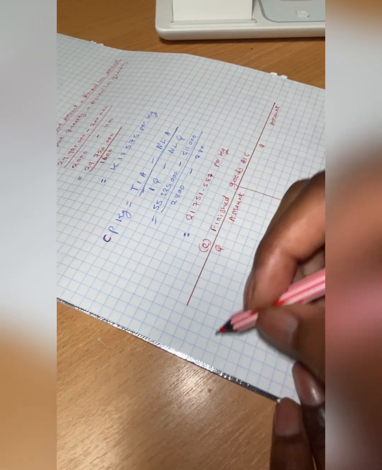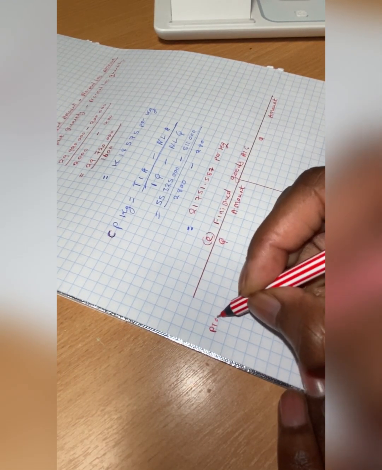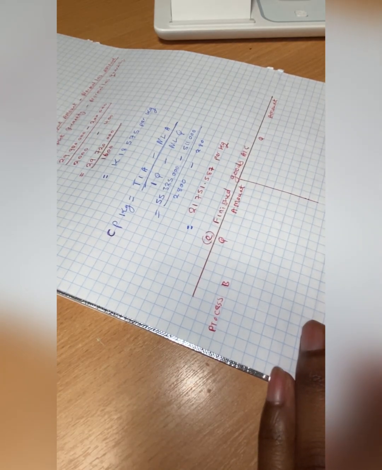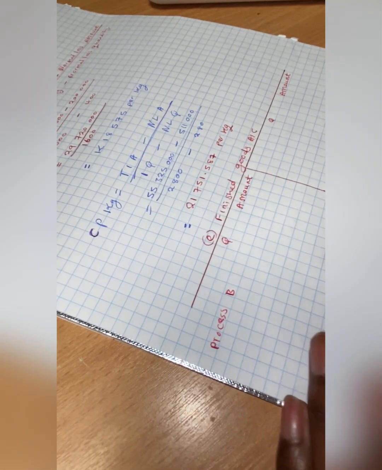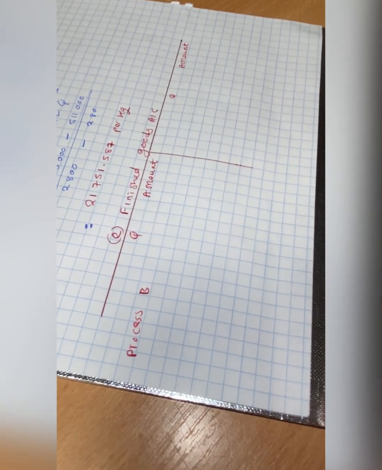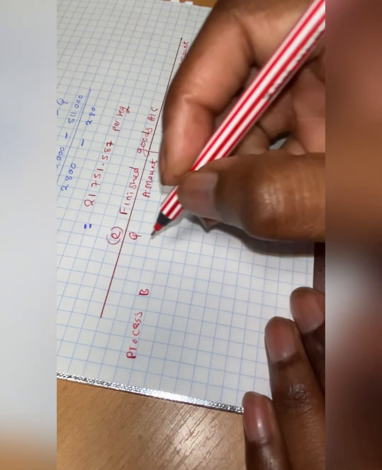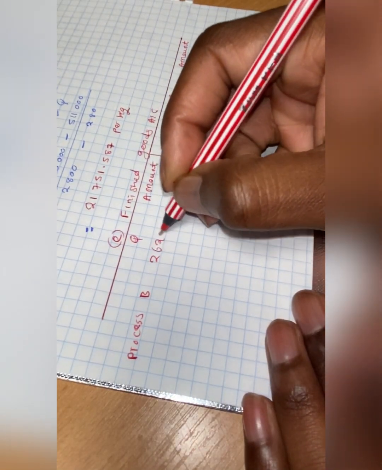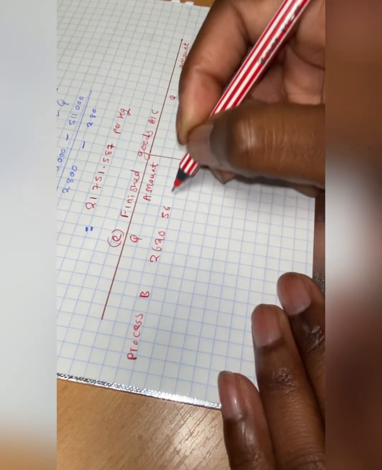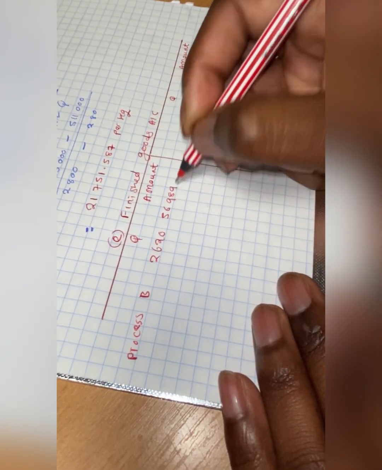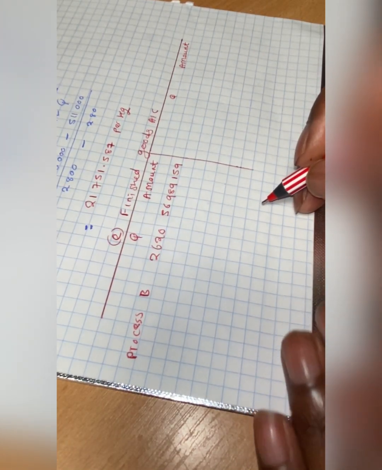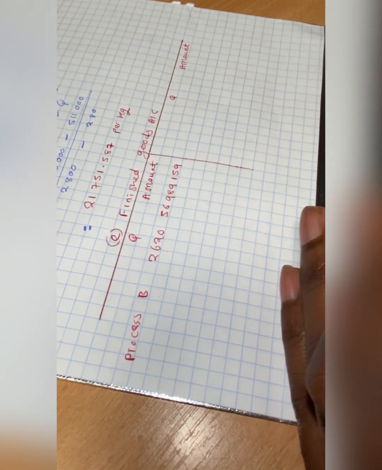Okay, so let me just write here, where is the finished goods coming from? So they are coming from process B. How much in terms of kg do we have for finished goods? So finished goods in terms of kg, we have 2,620. Okay, then in terms of amount, how much was there? We had 56,989,159.